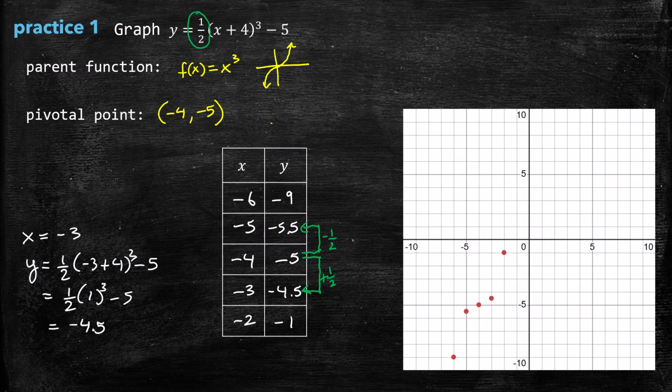So if we graph the points that I worked out there, we get this. And then if we graph the final result, we see that the pivotal point, here it is, is at (-4, -5). And the other thing to observe, just briefly here, is that if you go over 1 here, you go up a half. But if you go 1 to the left, you go down a half, as illustrated in the table.